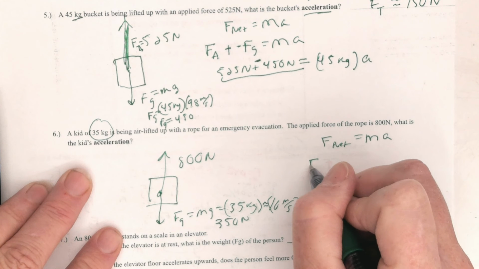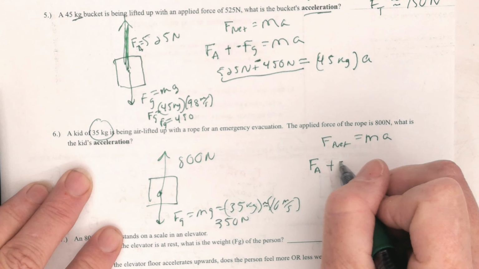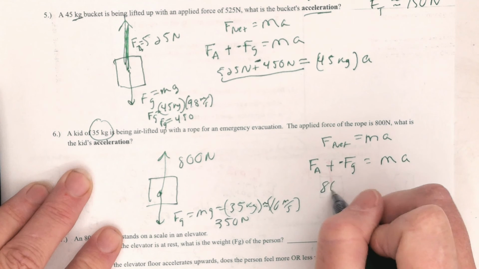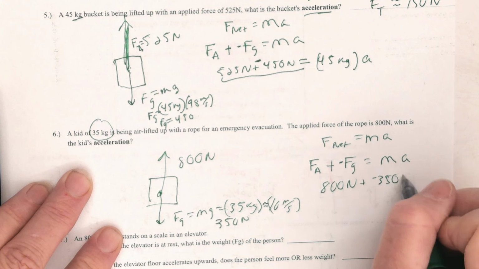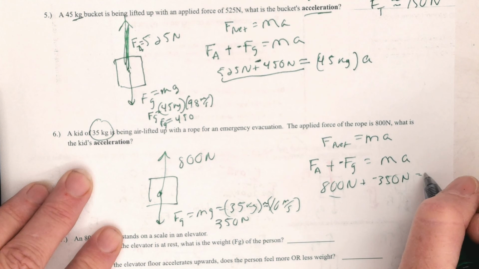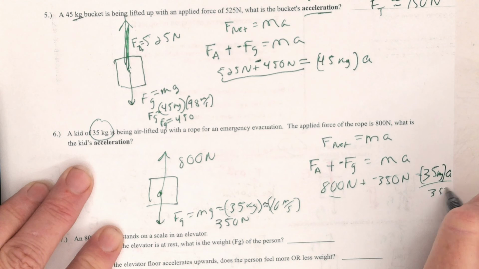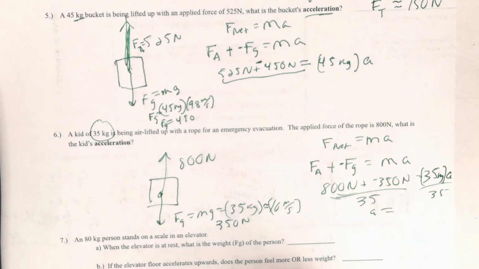So when you do force net, you have an acceleration. You're going to do your two forces, force applied or the tension on the rope or whatever that is, plus a negative force of gravity, and then that mass is going to accelerate. You have approximately 800 newtons plus a negative 350 newtons. Bring them together, then you have your 35 kilogram kid times your A, divide by 35, divide by 35. There's your A.